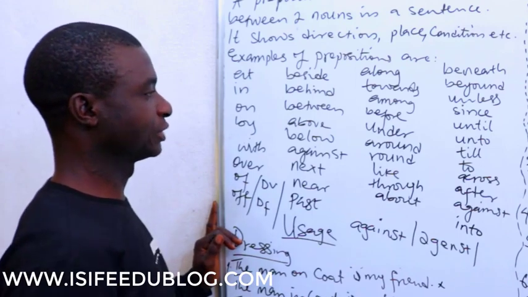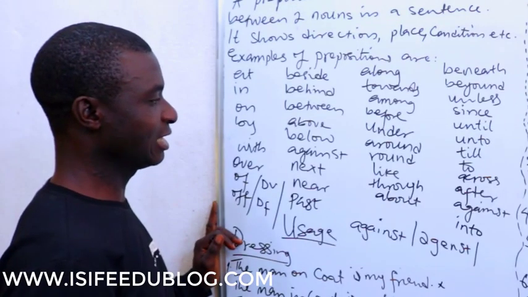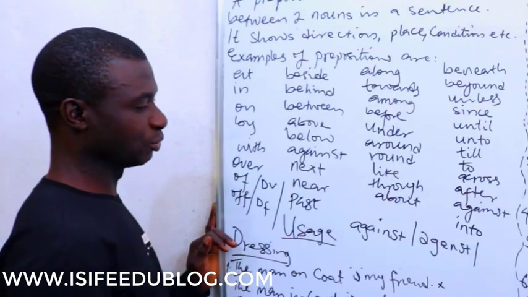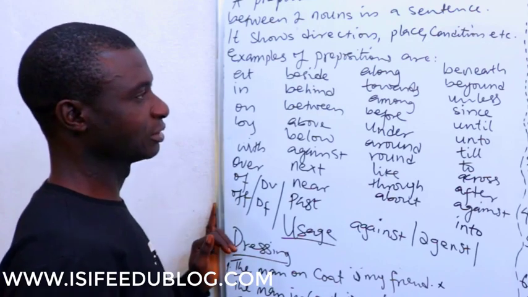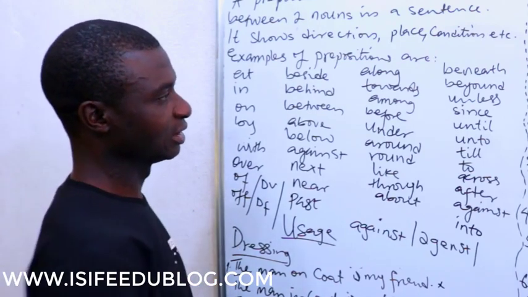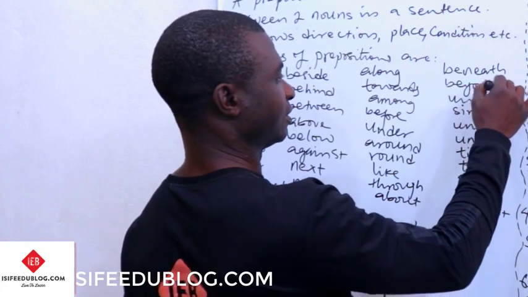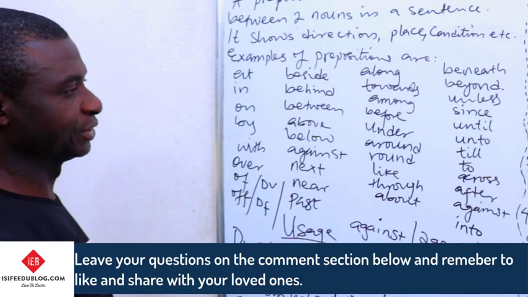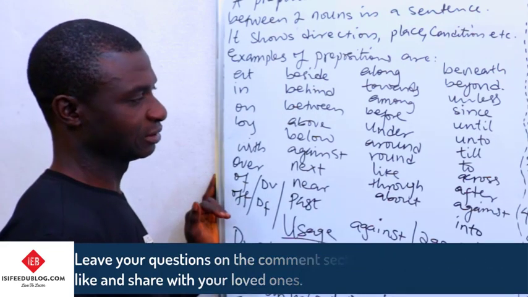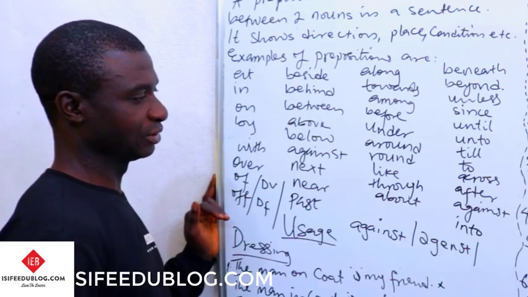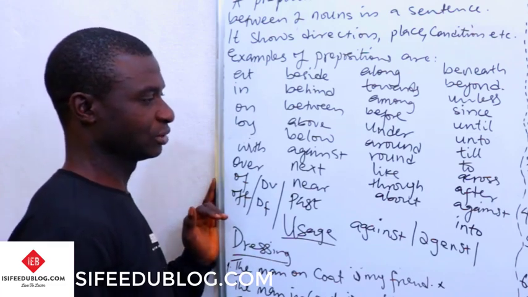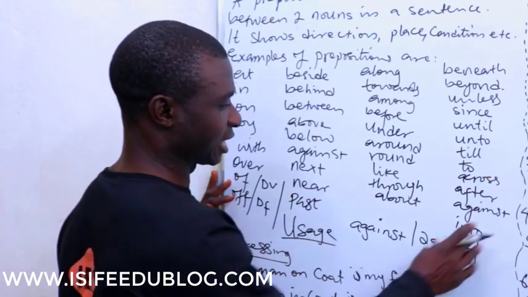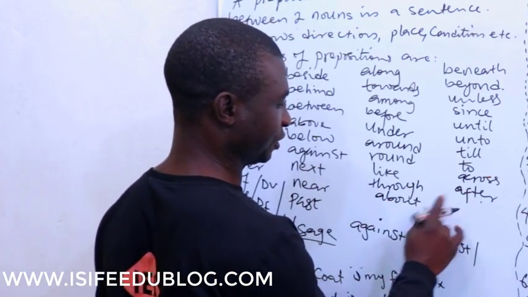Along, towards, among, before, under, around, round, like, through, about, beneath, beyond, unless, since, until, unto, till, to, across, after. Okay, again, as can before now, then we have into.